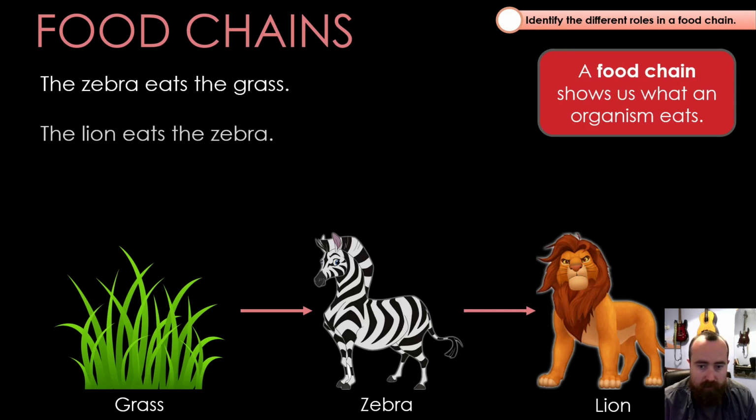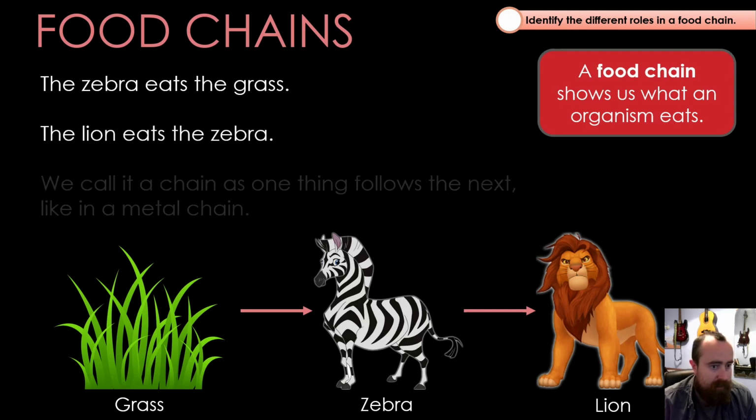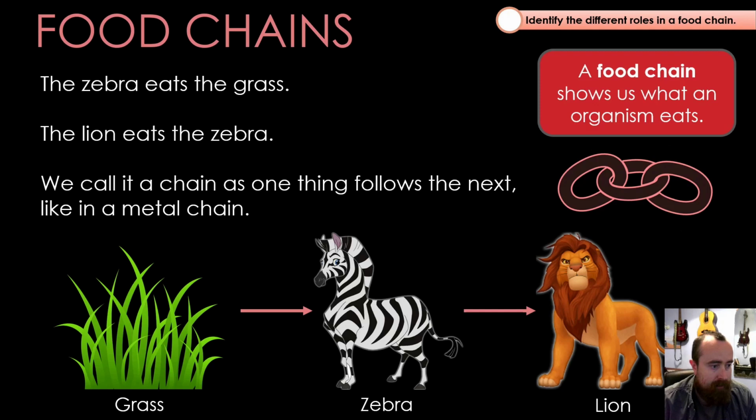So we've got the zebra eating the grass, the lion eating the zebra. And we call it a chain. We call this a food chain because one thing follows the next. It's a bit like a regular metal chain. You've got one link, then you've got the next link, then you've got the next link. And one thing follows the other. If you were to take out one of the links, the chain would break.